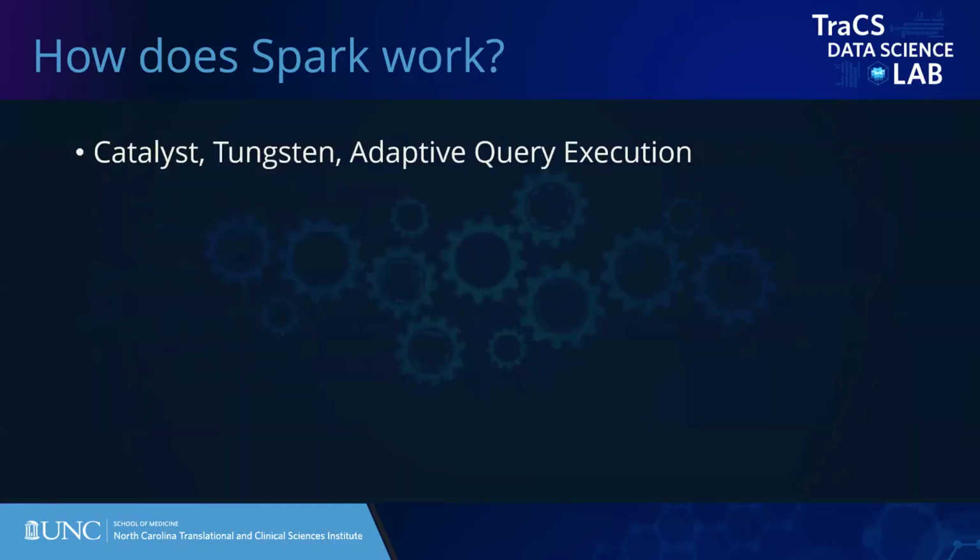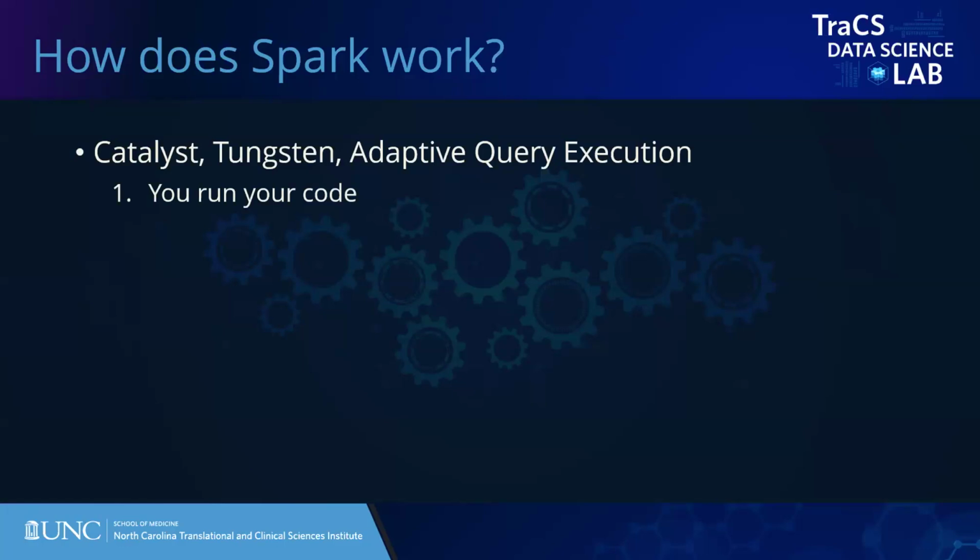So Catalyst and Tungsten are the names of two of the optimization tools in Spark that have been around for a while that help to enable this. Adaptive query execution is the newer tool, a little bit more recently implemented in Spark. And all of these tools together enable this process that looks like the following.